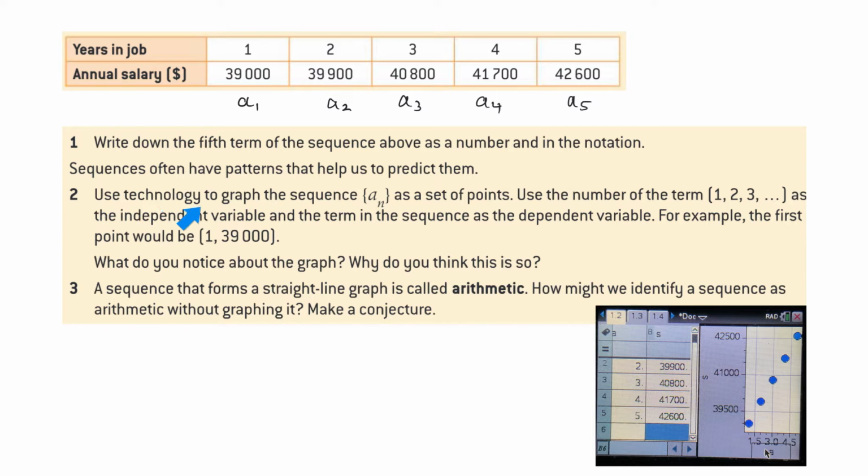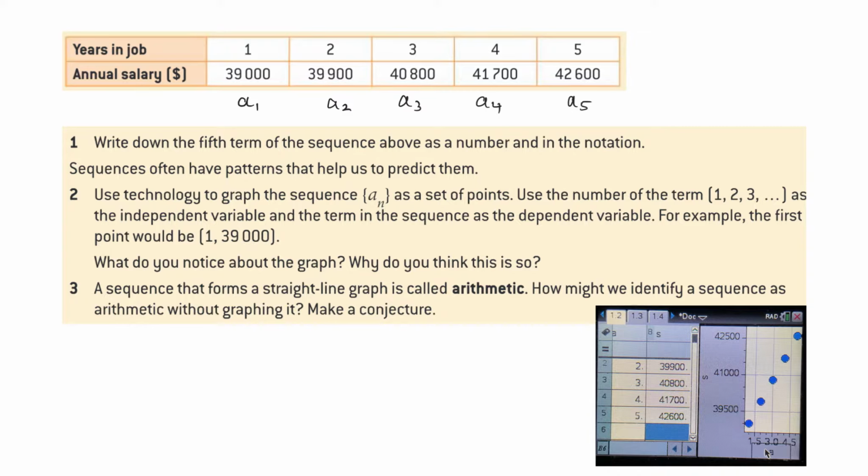Okay, it says for number 2, use technology to graph the sequence, which I've done over here. The independent variable is the term number, 1, 2, or 3. So we've got that along here. And the dependent variable is our salary. So I started in my Inspire and put A for the term number. I've scrolled down, but that's the term number, and this is the salary. And then I went to data and then quick graph, and I plotted it here, and that's our term number, and that's the salary. Okay, we've done that for example there.